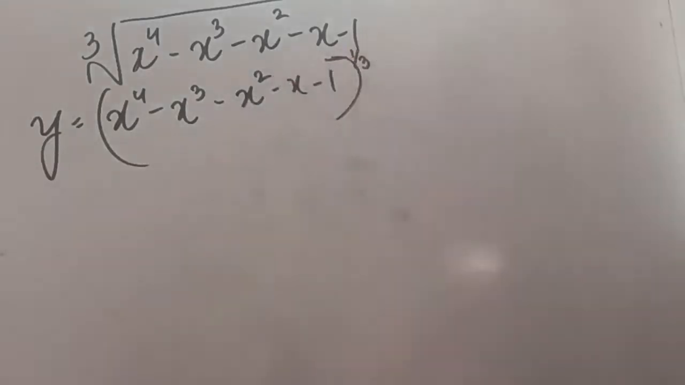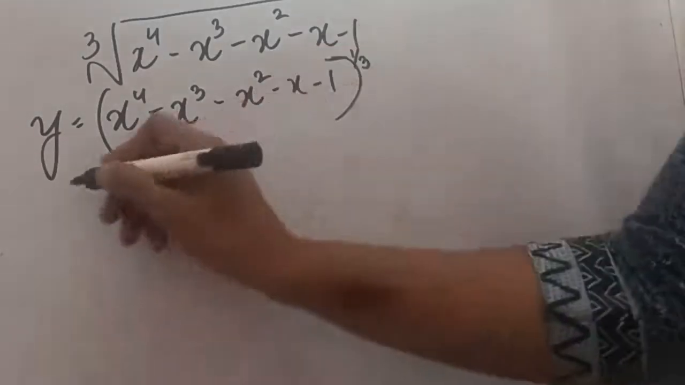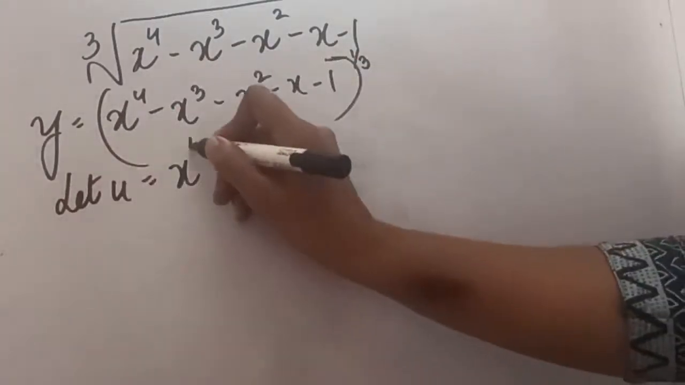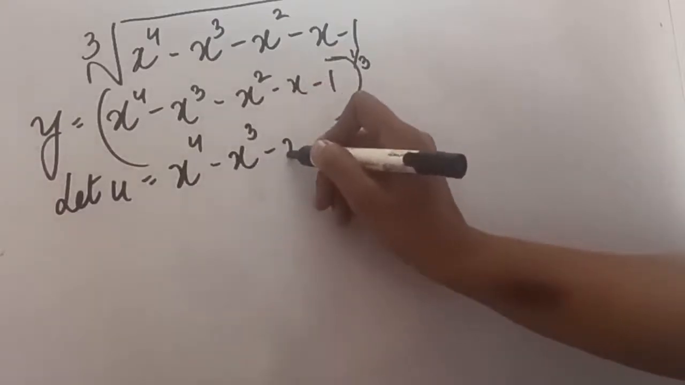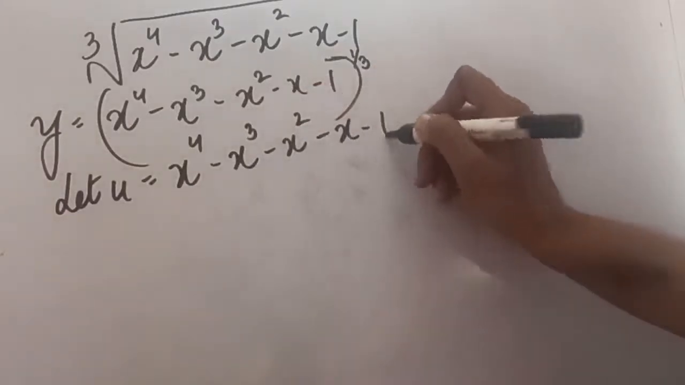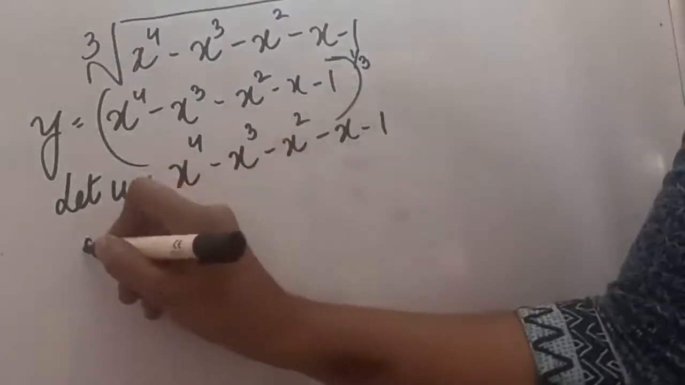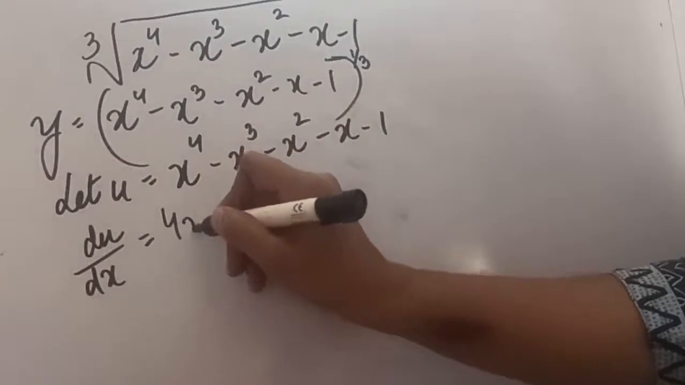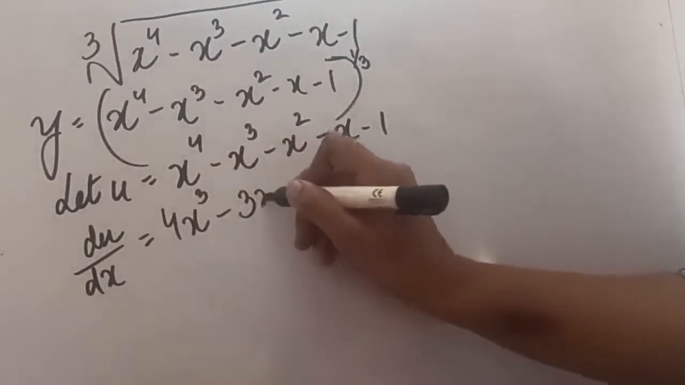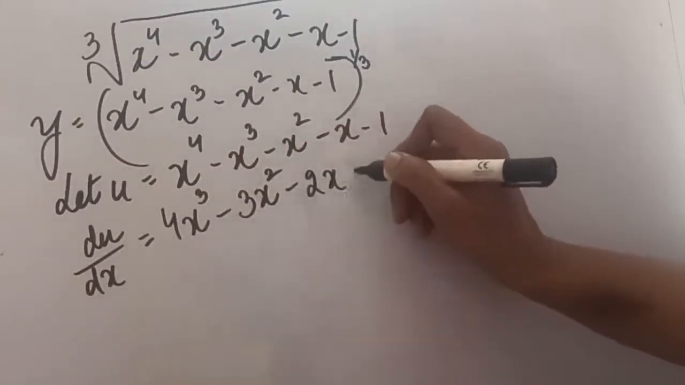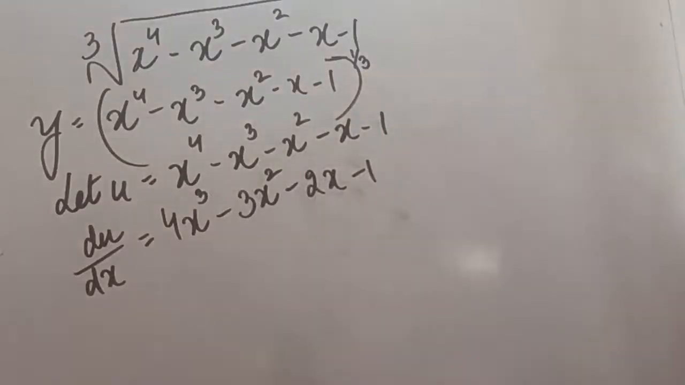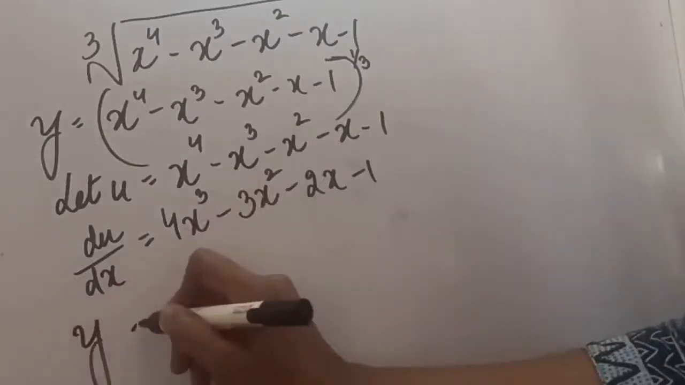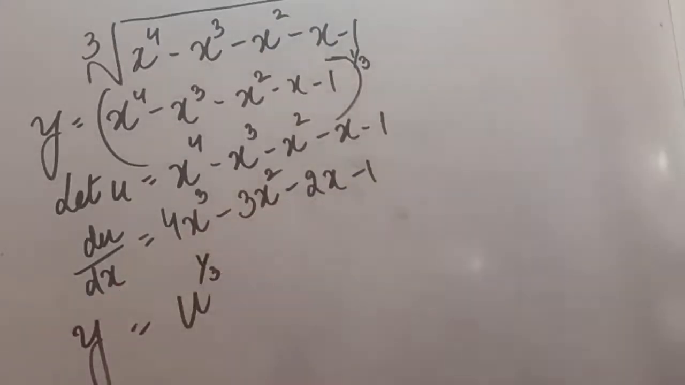So now this has become a simple question. Now let us start with the chain rule. As we have done in the previous question, let u be the entire expression x^4 minus x^3 minus x^2 minus x minus 1. Now if we take the derivative, that will be du upon dx. Its derivative is 4x^3 minus 3x^2 minus 2x minus 1. Now if this entire expression is u, what is y? y is u to the power 1 by 3.